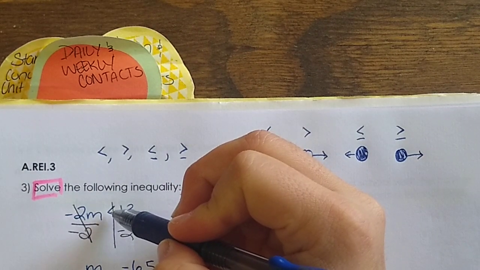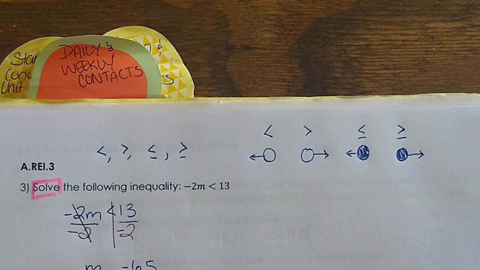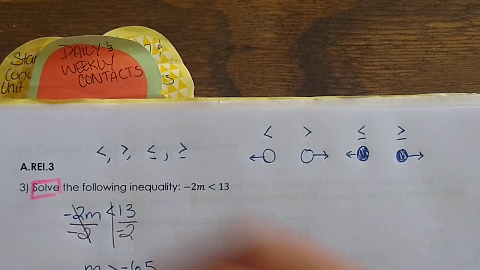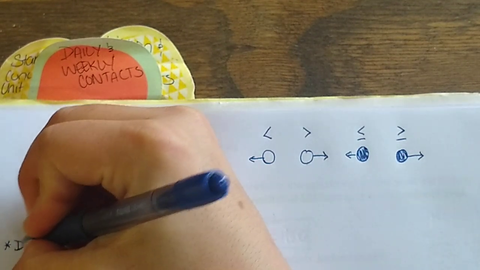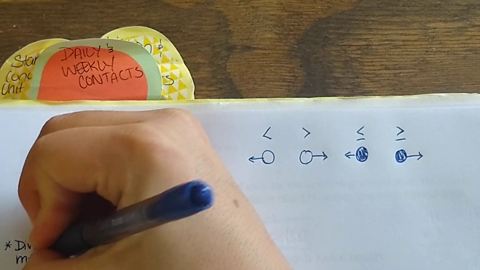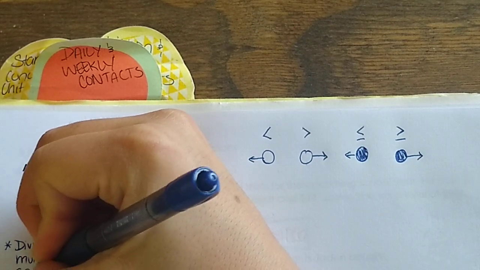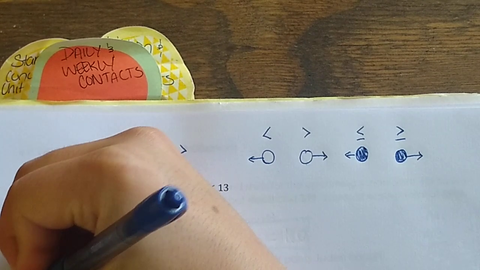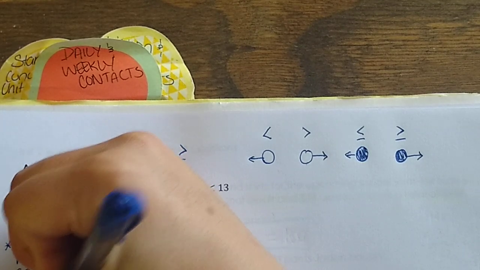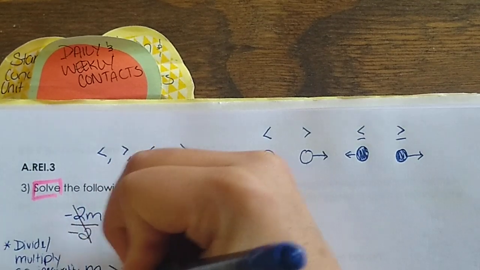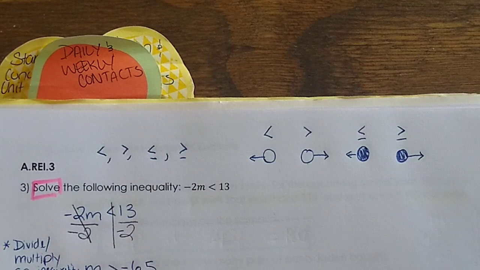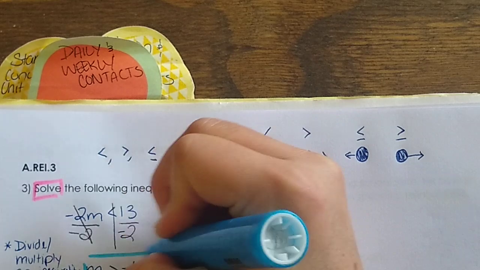Now here's our issue though. I can't leave this as less than. Dividing by a negative changes the entire structure of an inequality. That's going to become greater than. So remember that. Dividing or multiplying an inequality by a negative, you have to flip the inequality. Meaning greater than becomes less than, less than becomes greater than, and same deal with greater than or equal to, less than or equal to.